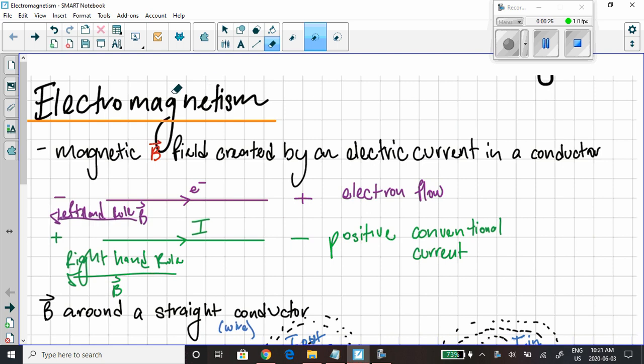So, what is electromagnetism? Well, it's a magnetic field, B arrow, symbol for magnetic field, that is created by an electric current in a conductor. So we really need to investigate electric current because there's two ways of thinking about electric current. Electric current can be thought of as electron flow, the physical movement of electrons through a wire as they leave the negative end of a power supply, go into the circuit, and then back to the positive end.